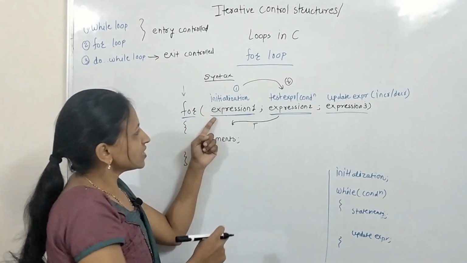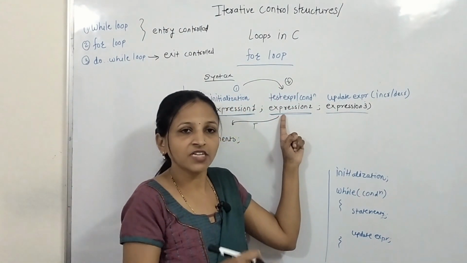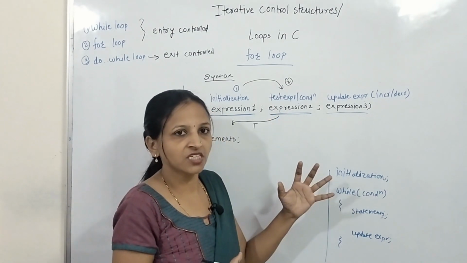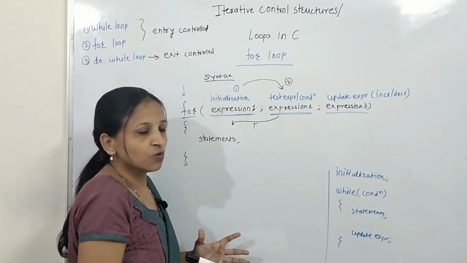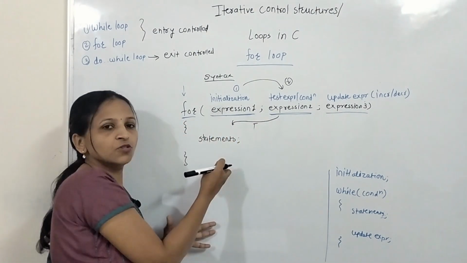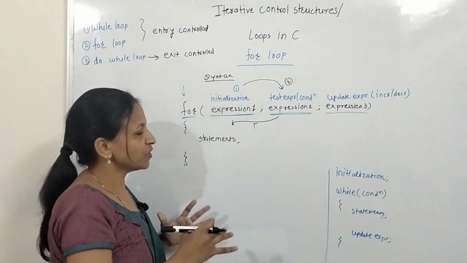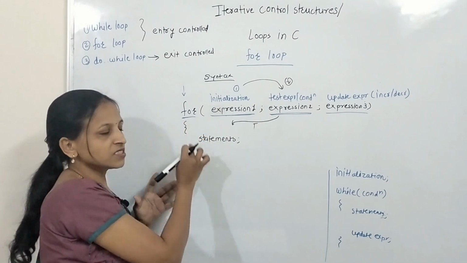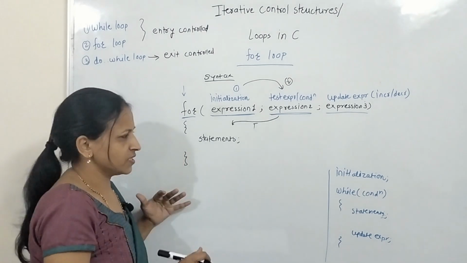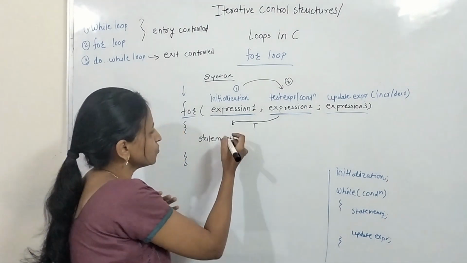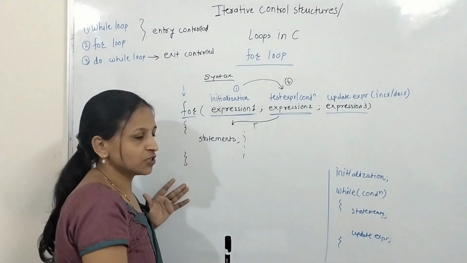Now see, first initialization will take place. After that, this condition is checked. Whatever test expression you have mentioned here, that condition will be checked. If this test expression is true, then only control will come here to execute the statements one by one. Here you can place one or more statements. If there is a single statement, then this brace is not compulsory. For more than one statement you must put this brace. Now see, if this condition is true, then only the statements written here will get executed.